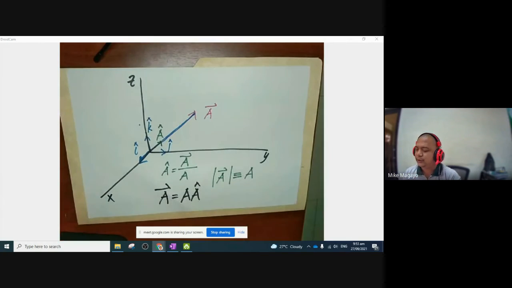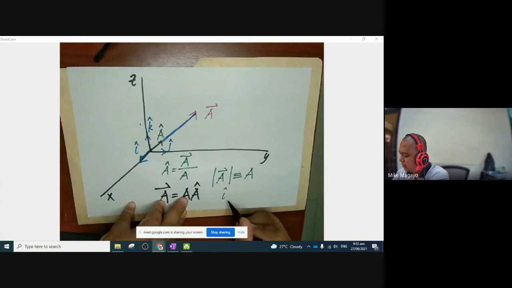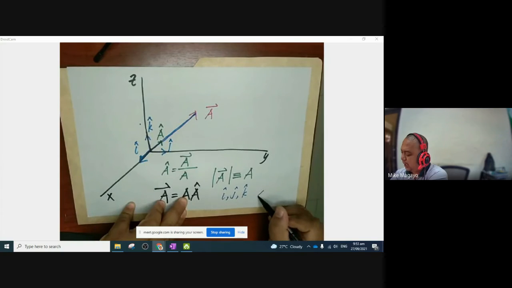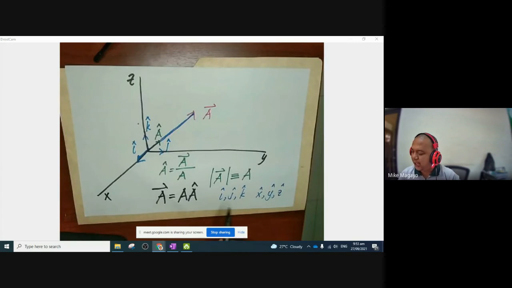Now, other books, instead of writing i hat, j hat, or k hat, express it as x hat, y hat, or z hat. But for our class, let's use i hat for the unit vector along the x-axis, j hat for the unit vector along the y-axis, and k hat for the unit vector along the z-axis.